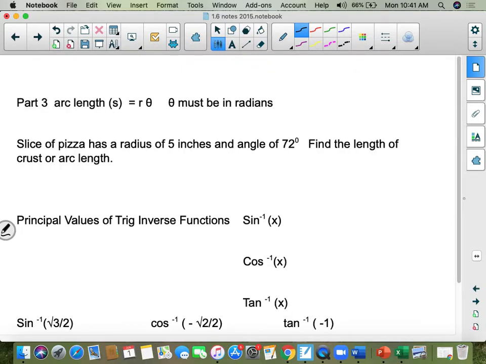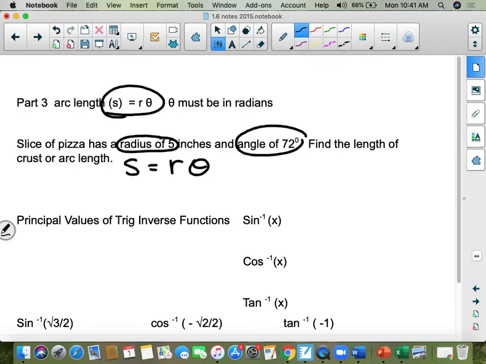So, arc length. The slice of pizza has a radius of 5 inches and an angle of 72 degrees. Find the length of the crust or arc length. This is the formula for arc length. Arc length is S equals r theta. They give us the radius of 5 and the angle of 72 degrees. Here's a slice of pizza. Here's 72 degrees. And the radius of this pizza is 5 inches. They want to know how much crust is here.